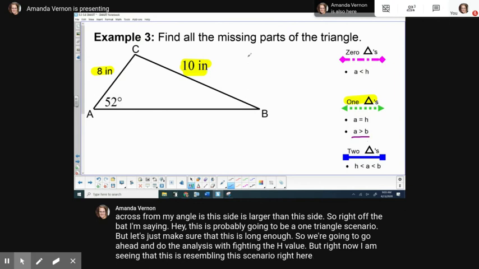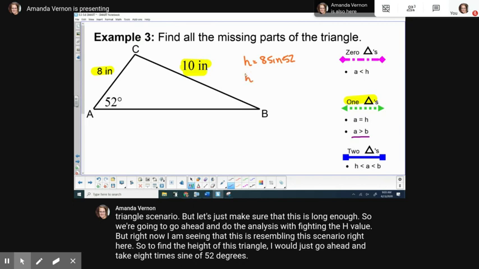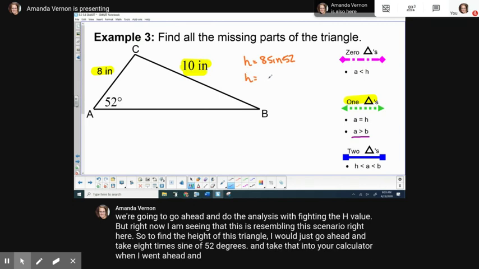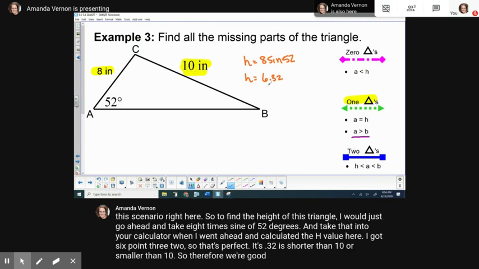To find the height of this triangle, I would just take 8 times sine of 52 degrees and type that into your calculator. When I calculated the H value here, I got 6.32. So that's perfect. 6.32 is smaller than 10. So therefore, we're good to go. This is a one triangle scenario.